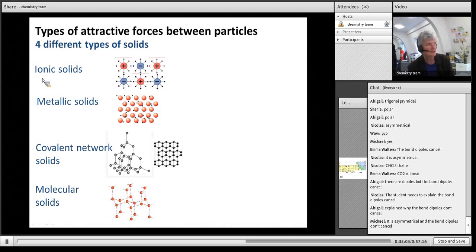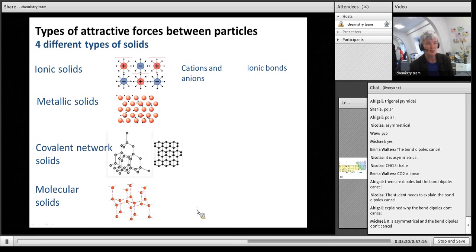Ionic solids consist of cations and anions, in other words, ions, and the bonding is ionic bonding. So what's holding those particles together? The cations and the anions are held by ionic bonds. So in this column here, I'm going to write the particles in the substance, and this will be the attraction that's holding the particles together.